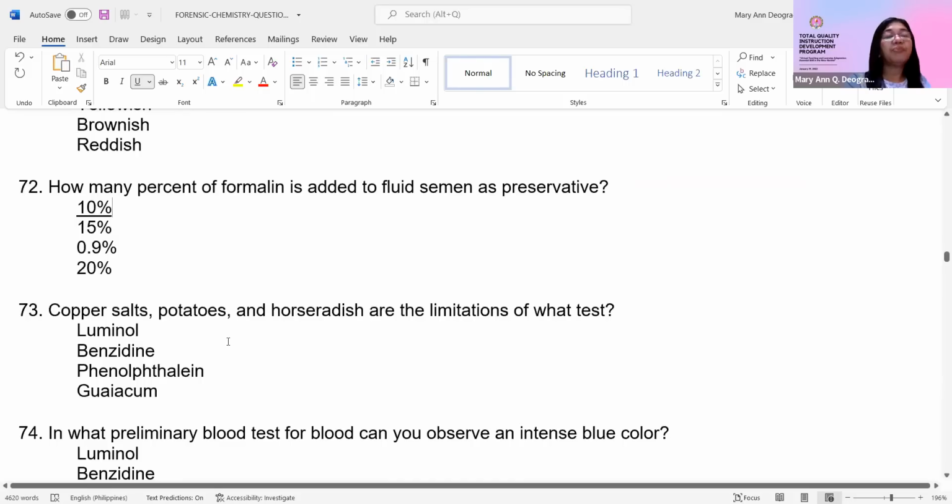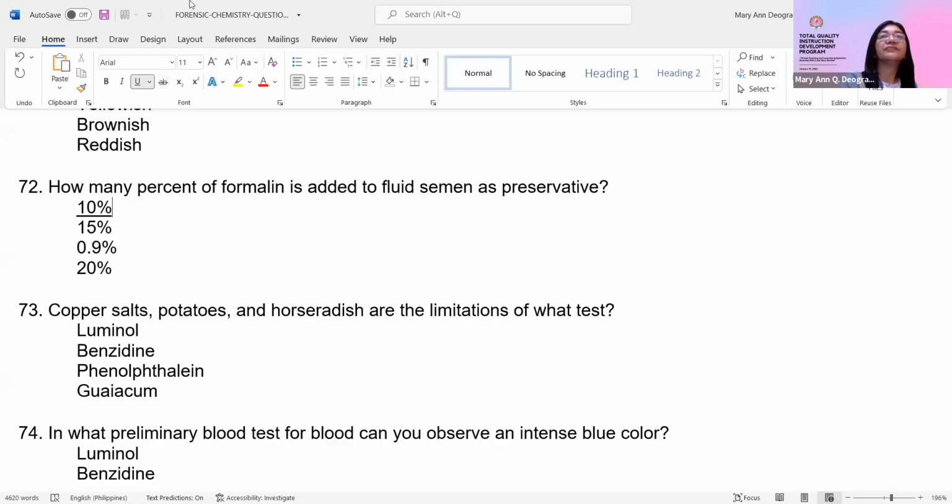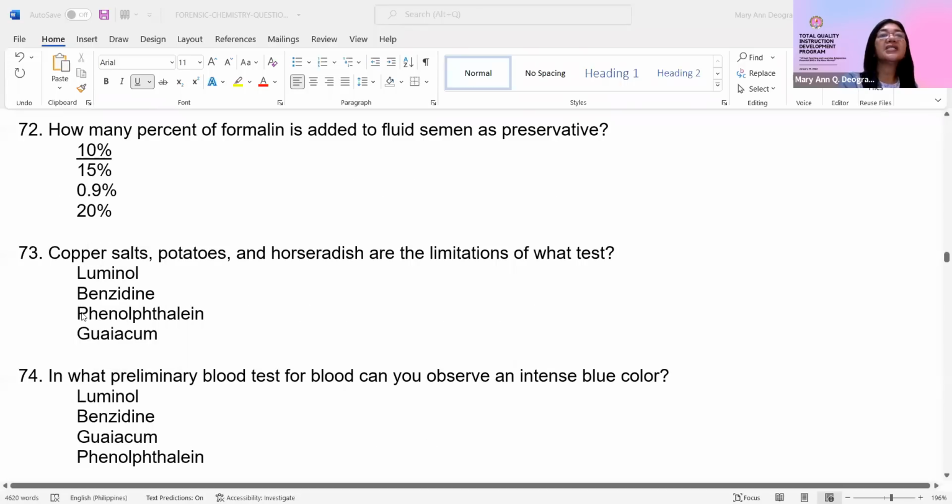Okay. Copper salts, potatoes, horseradish are the limitations of what test? Anong klaseng test yan? A. Luminol, B. Benzidine, C. Phenolphthalein, D. Guaiacum. Can you still recall that? Okay, the answer is letter C. Okay, so we have phenolphthalein.